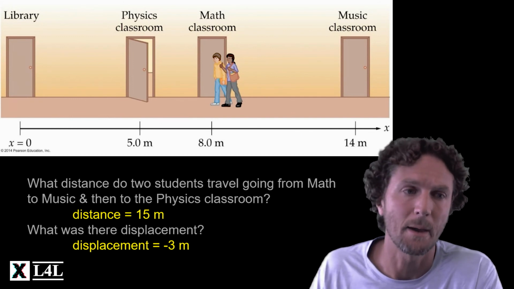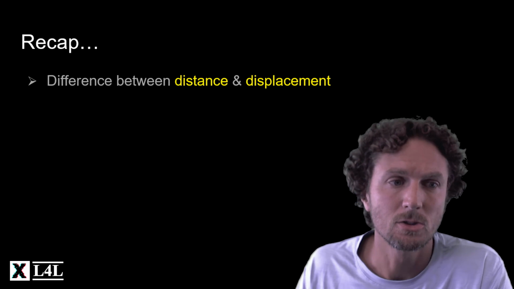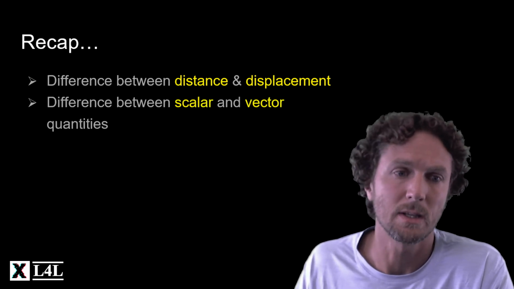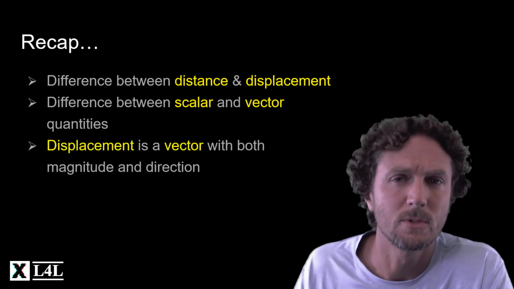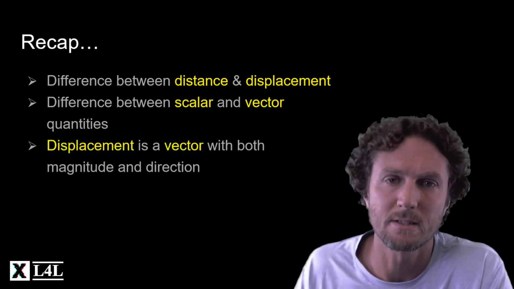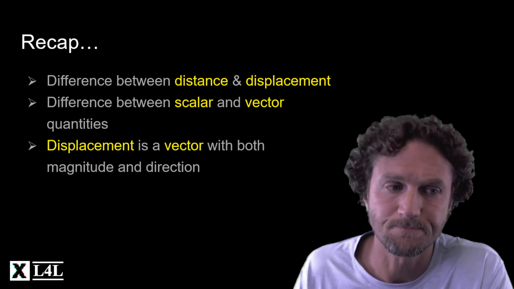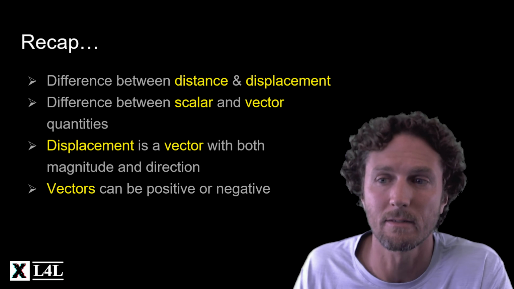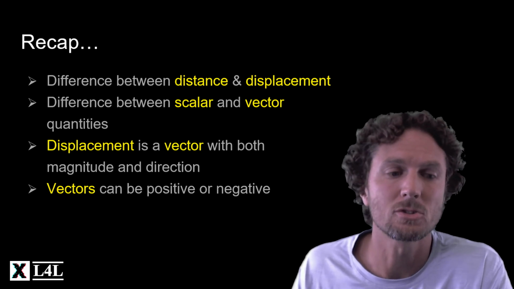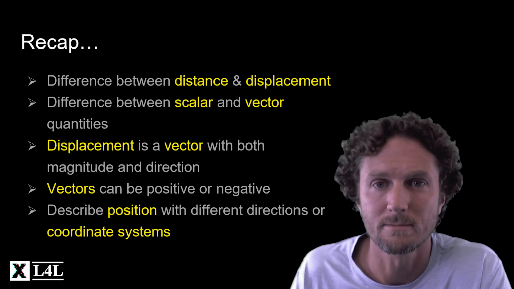So let's recap. Did you learn the differences between distance and displacement? Could you describe the differences between a scalar and vector quantities? Do you know that displacement is a vector with both a magnitude and a direction, and that vectors can be both positive or negative, and that you'd be able to describe position with different directions and coordinate systems?